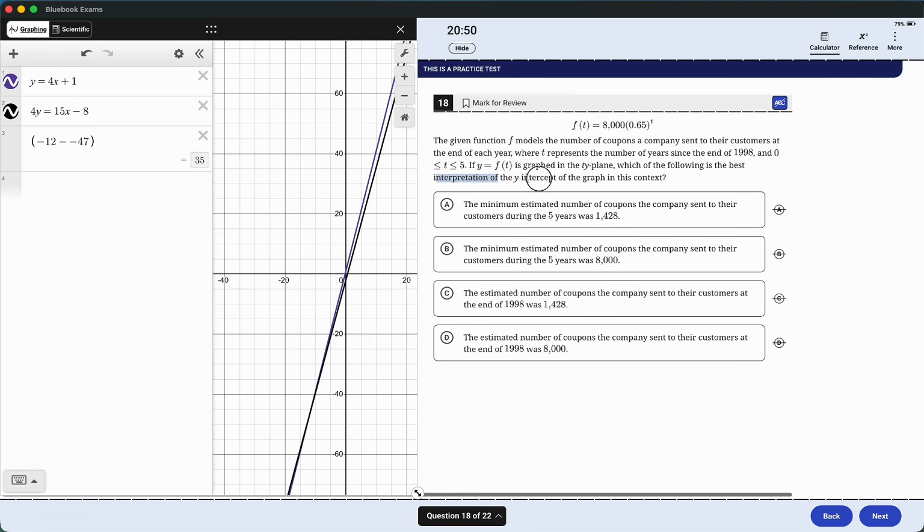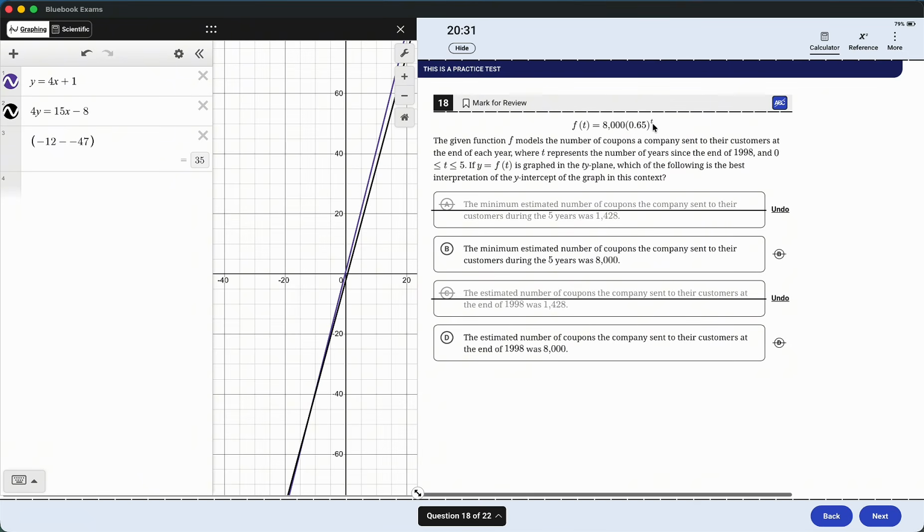This question's asking for interpretation of a y-intercept. So we know that's the number in front there. So you want an answer choice with 8,000 right off the bat. And then the other thing you got to know to determine this, it's more general, it's just about intercepts. When you have a y-intercept, that implies that the value of x is 0.